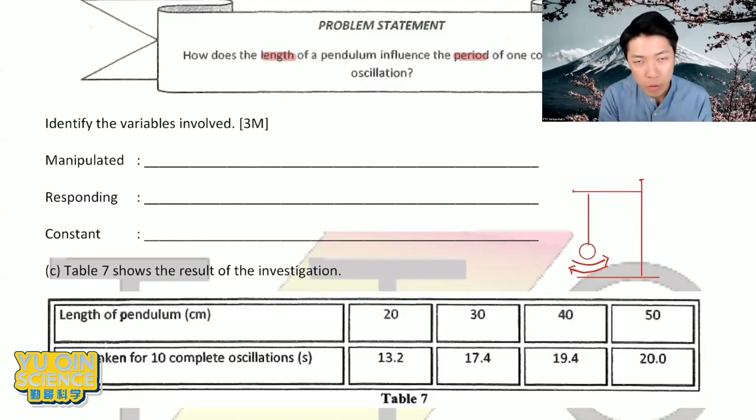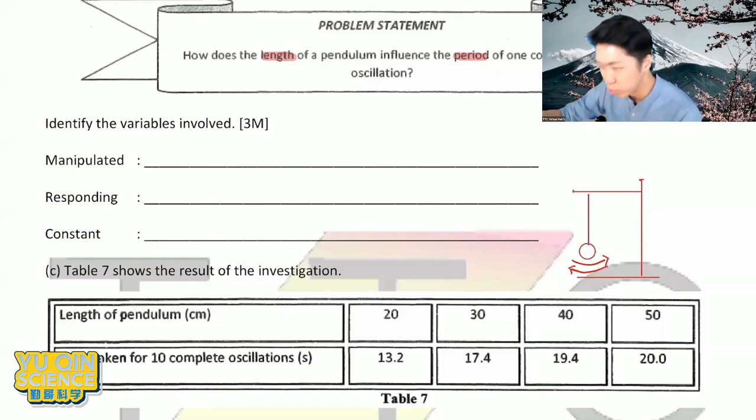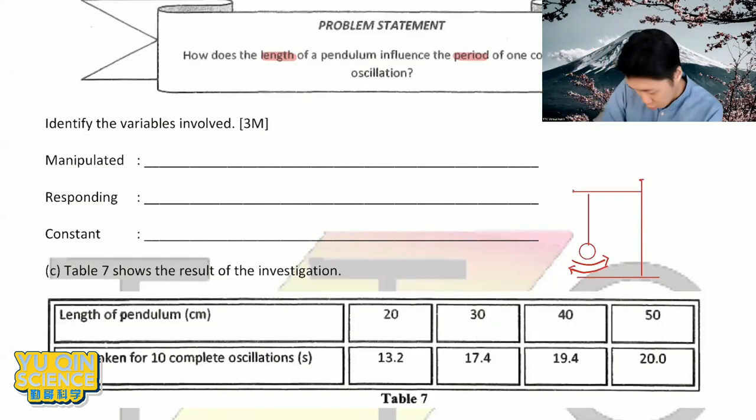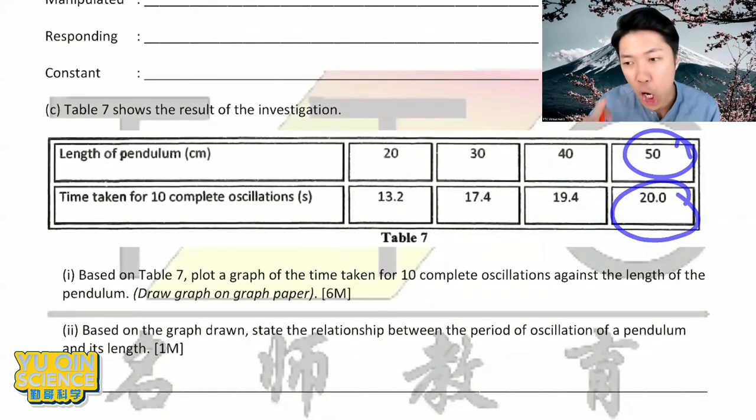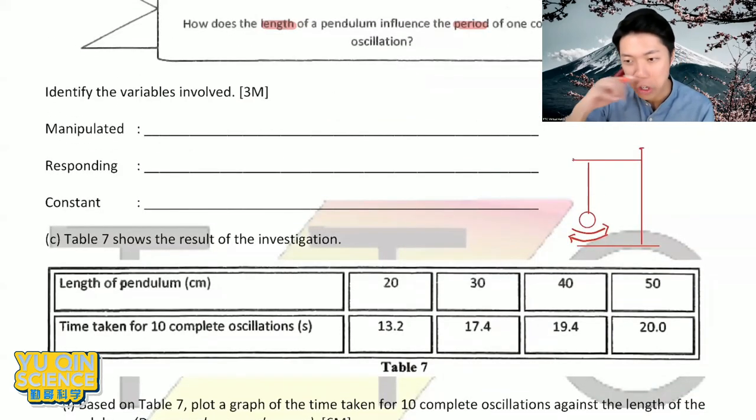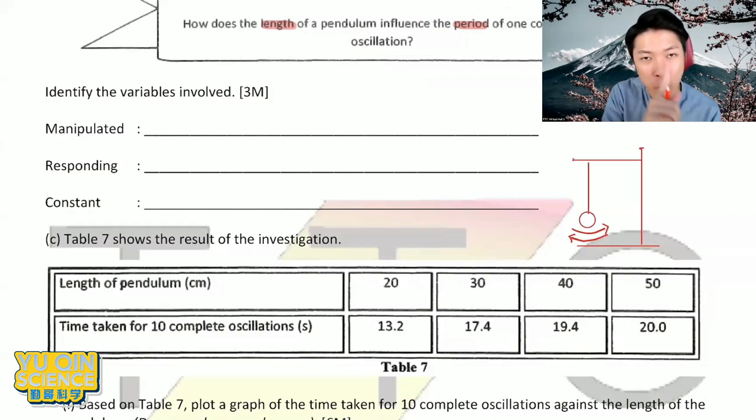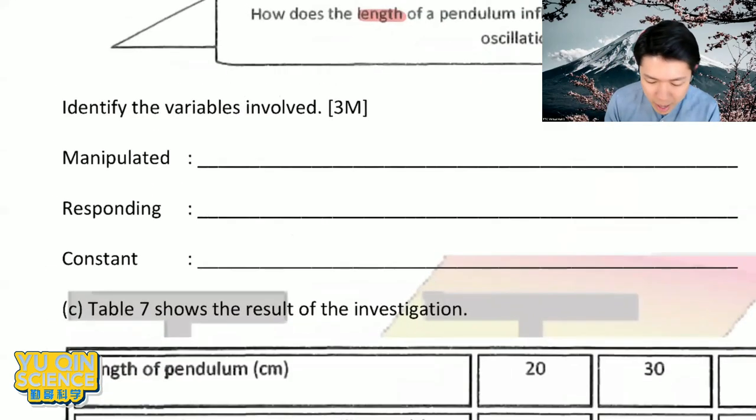If it's longer, it will be. Okay, so that's your result here. The longer it is, the longer time for 10 oscillation. You know what's oscillation? Oscillation is back and forth one time. That's called one oscillation. Back and forth. Okay, so like manipulated.